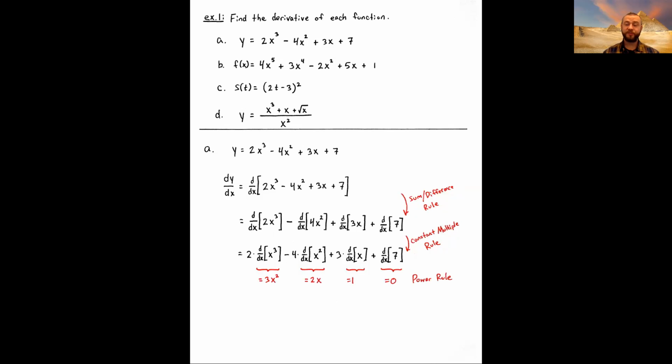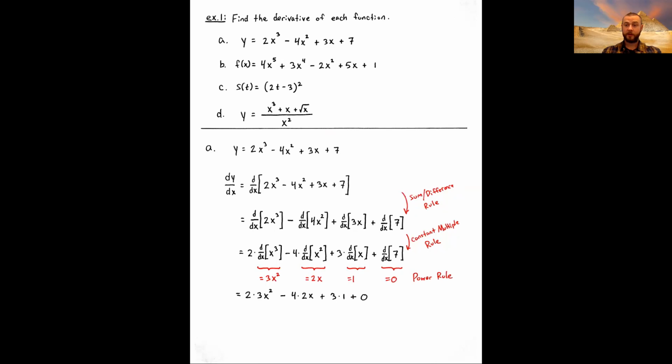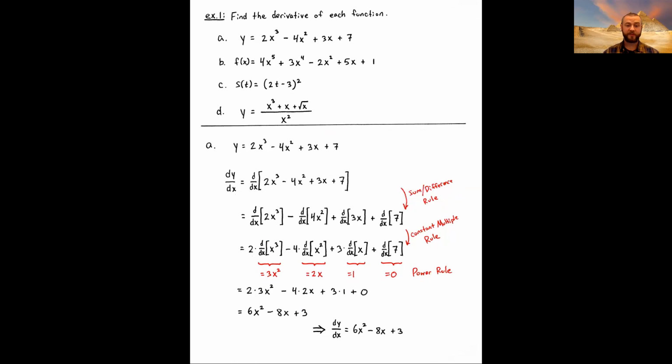All right, so if we calculate those individual derivatives with the power rule, the derivative of x cubed is 3x squared. Derivative of x squared would be 2x. The derivative of just x is 1. And then the derivative of 7, which is a constant, equals 0. And we just put all that together and then do some basic math, and we get a nice simplified derivative here, 6x squared minus 8x plus 3.